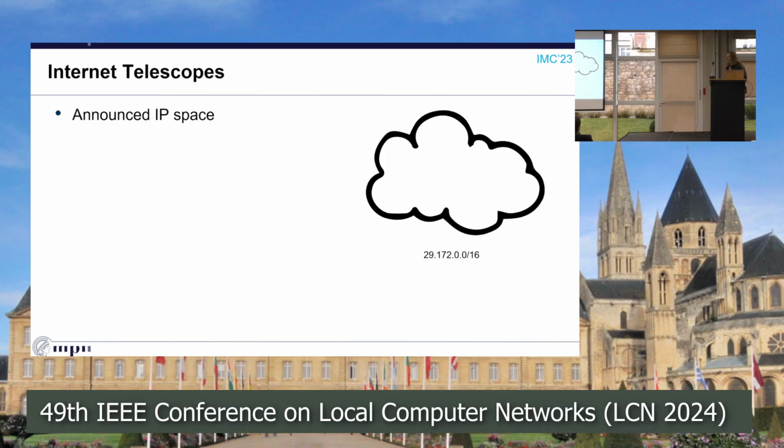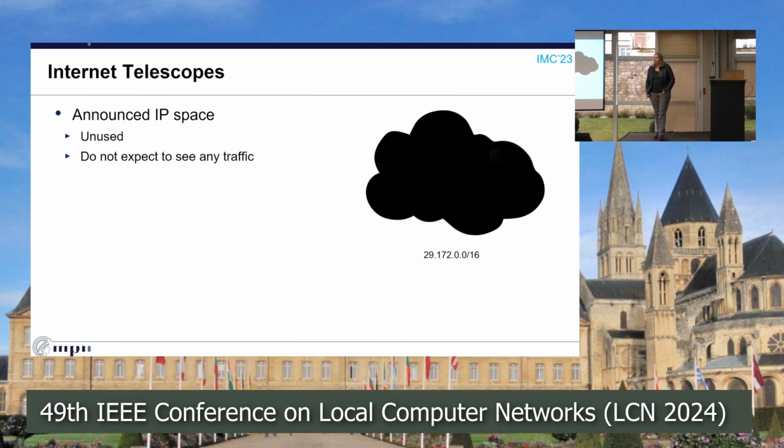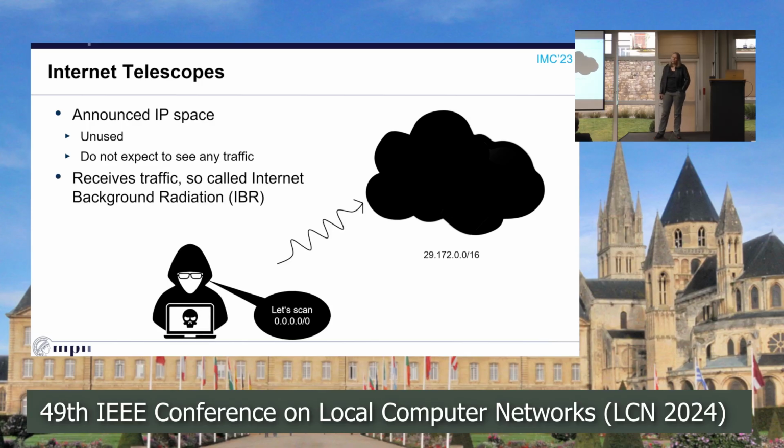if you look at the internet telescopes, what we have is the announced IP address space. For example, here a /16, 29.172. Well, if it's actually unused and announced, then there shouldn't be any traffic. So it's a darknet, because it shouldn't receive any traffic. But actually, there are so many people scanning the internet, there's so much backscatter traffic, etc., that this is not true. You actually do see traffic. And that is the so-called background radiation, or internet background radiation traffic, IBR.